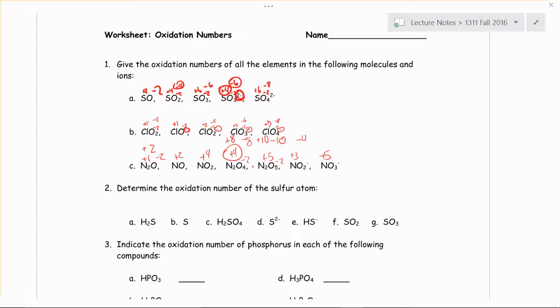Okay? What's the oxidation state of sulfur here?